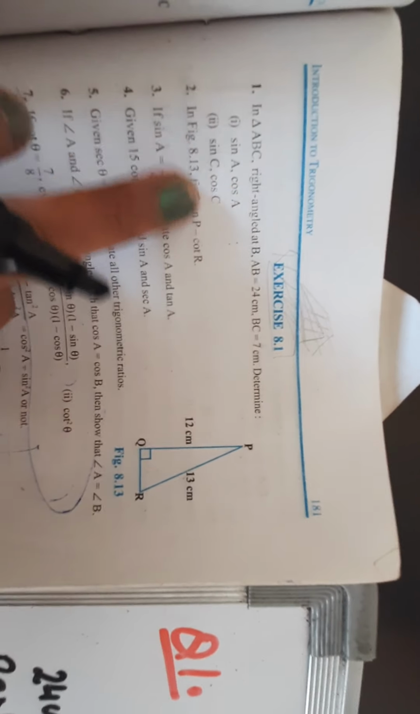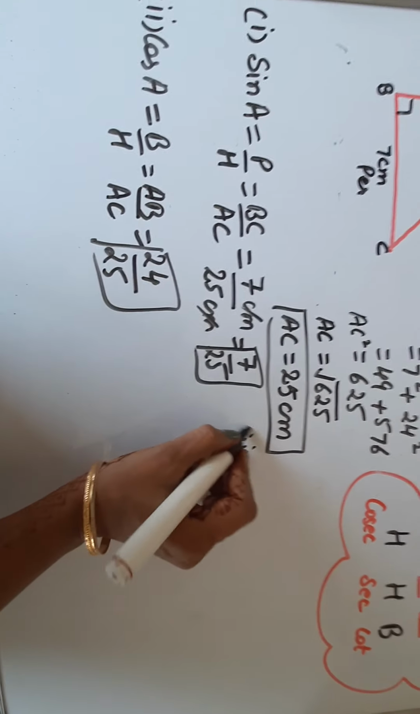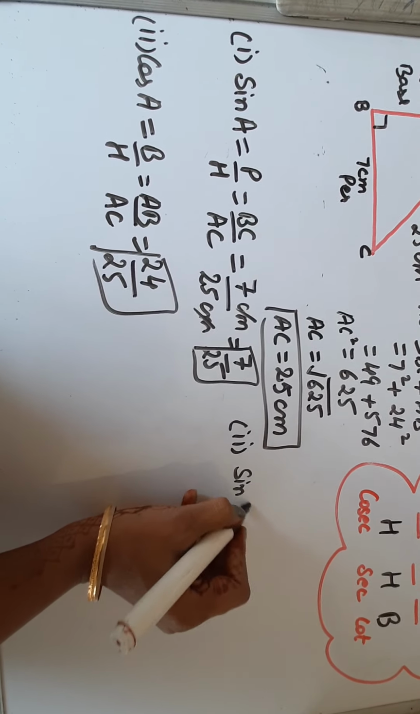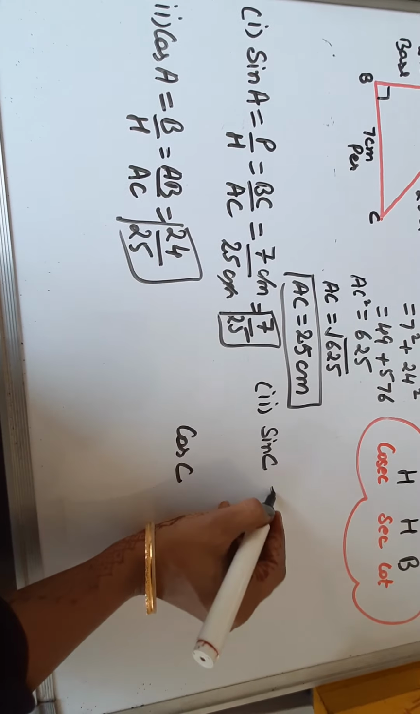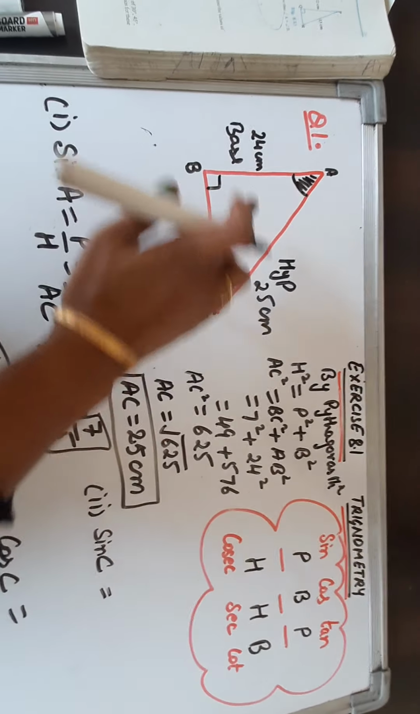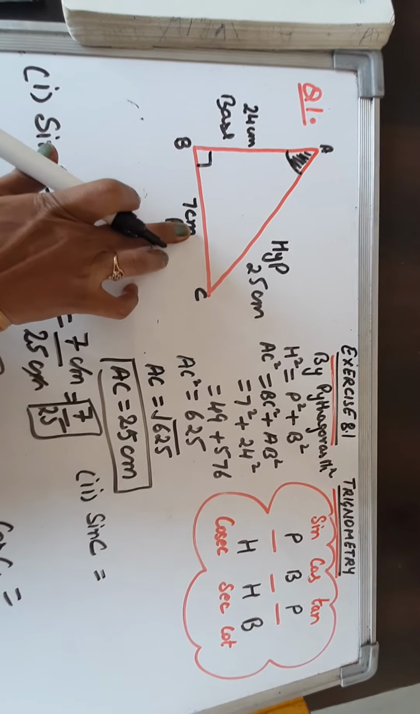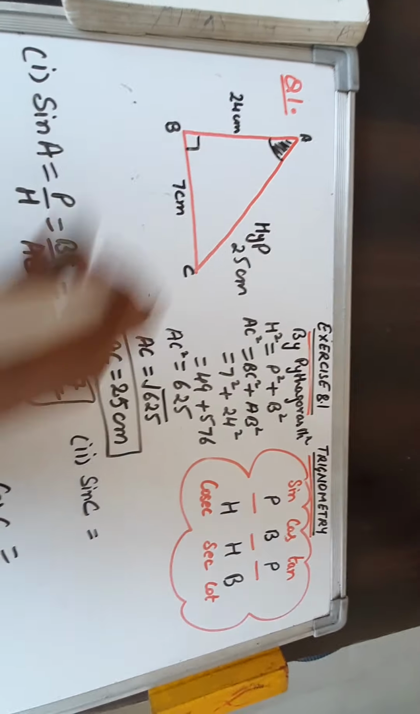Now in the second part you can see they have asked us sin C and cos C. First of all, the first part is Pythagoras. So from Pythagoras we'll get all the three sides. Now let us rub out the perpendicular and base written for the first part.